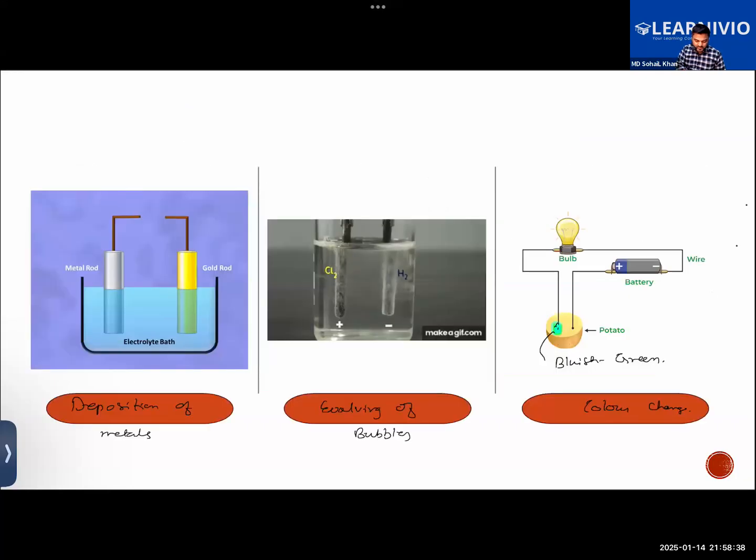For example, in this one, metals are depositing from one rod to another. So deposition of metal is one such observation, right? And it has some applications too. Then there will be evolution of gas bubbles near the electrodes. That is also one such observation of chemical effect. Then if you were to take a slice of potato and connect one of the wires, it turns bluish green where the wire is connected. So color change is also one such observation.